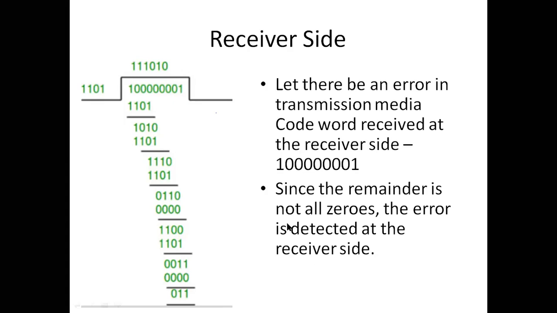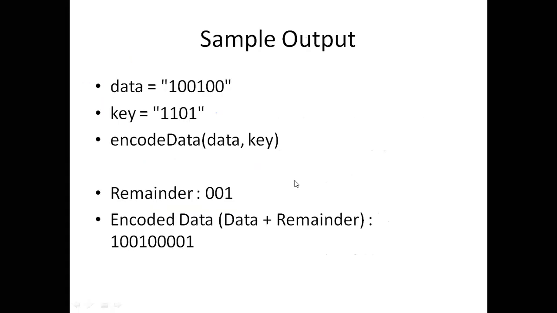Okay, so the remainder does not have all zeros, so this can be deleted, detecting the error at the receiver side. Okay, this is the way we have to find the error, I mean detect the error.